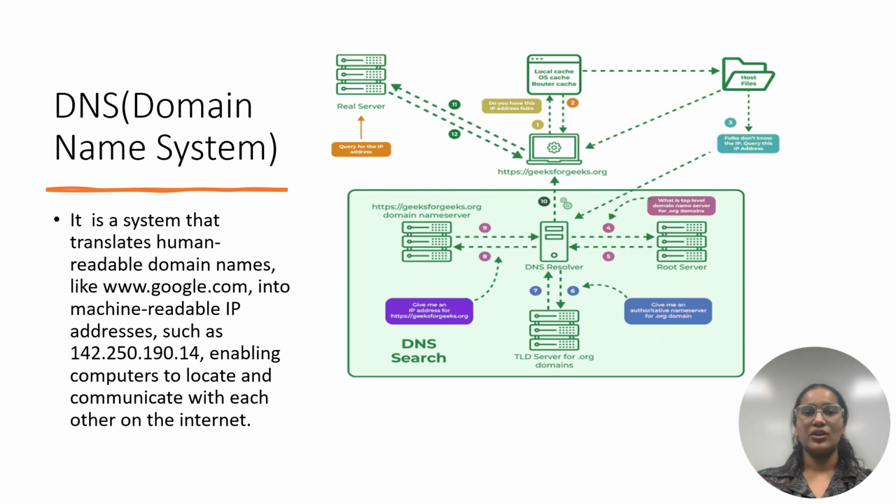So let me give you a real-world example. When you type www.google.com into your browser, DNS translates this domain into the IP address of Google's server to establish the connection.